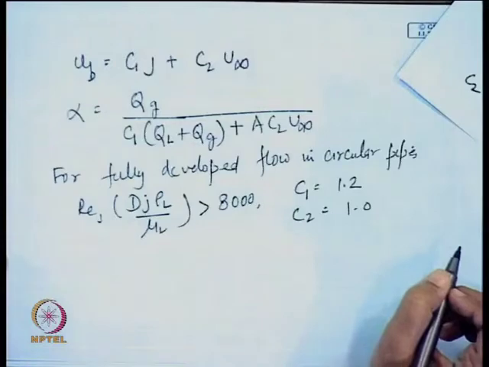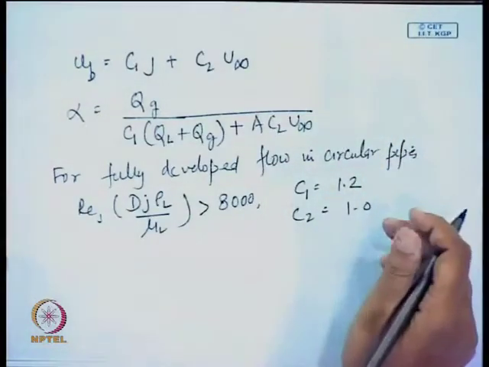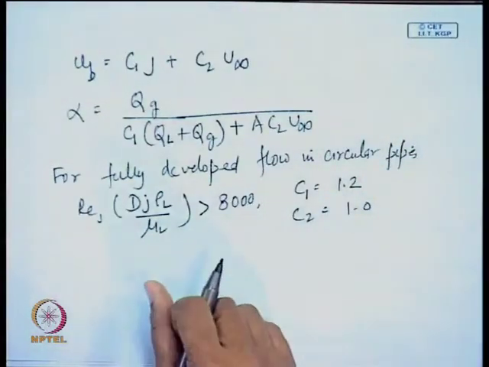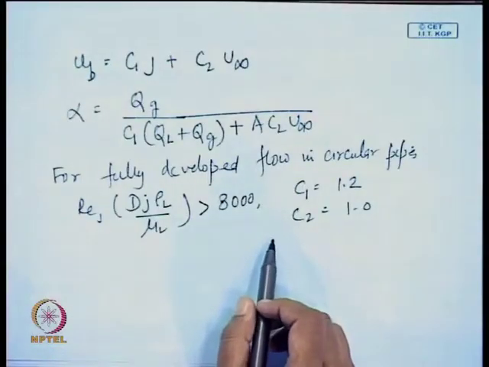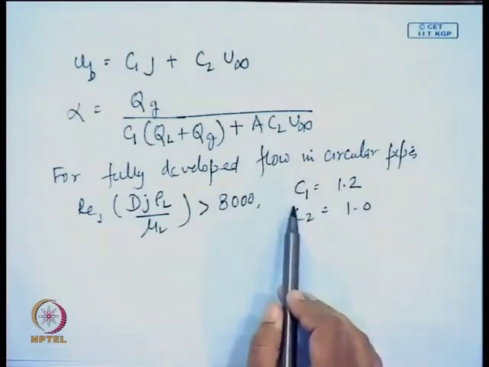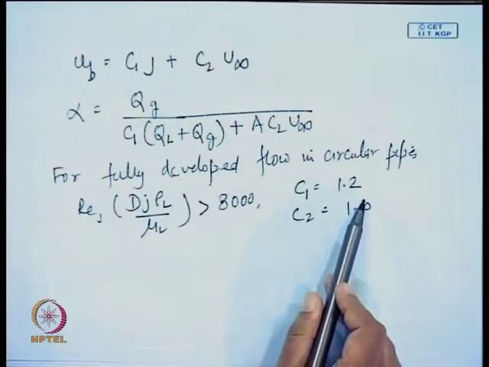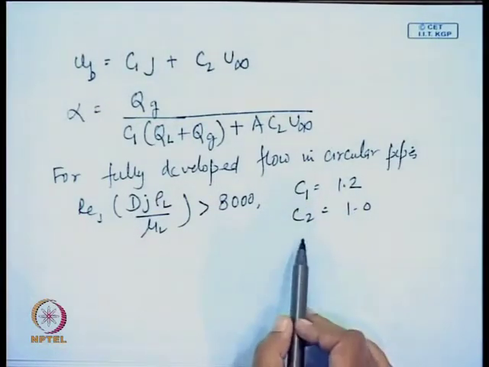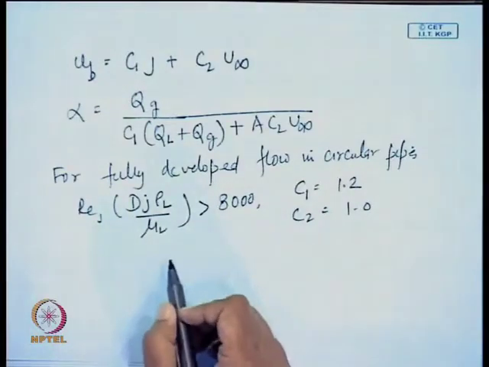That means under those conditions, we assume that more or less the bubbles are sufficiently placed away from each other, or in other words, the liquid slugs between the intermediate Taylor bubbles are large enough such that each particular bubble does not influence the motion of the succeeding one. Okay? So, under such circumstances, for fully turbulent, fully developed flow in circular pipes, usually C1 is given as 1.2, the same value as C0, and C2 equals 1.0.